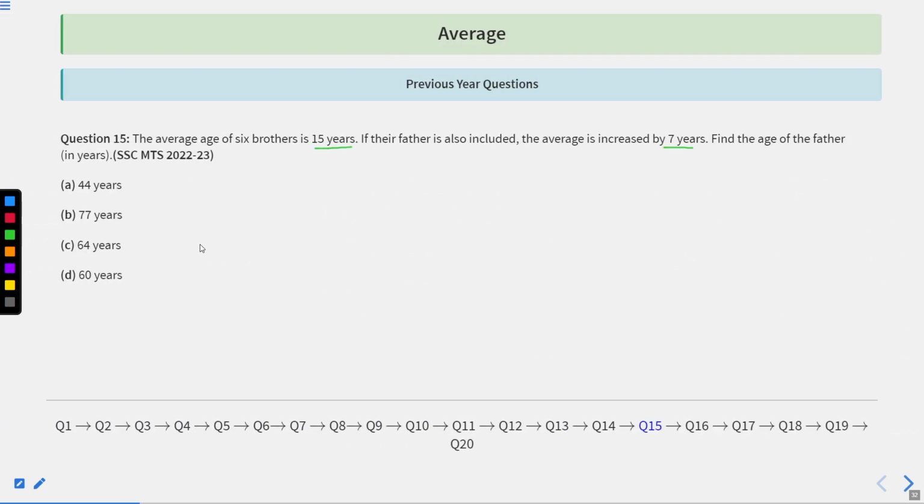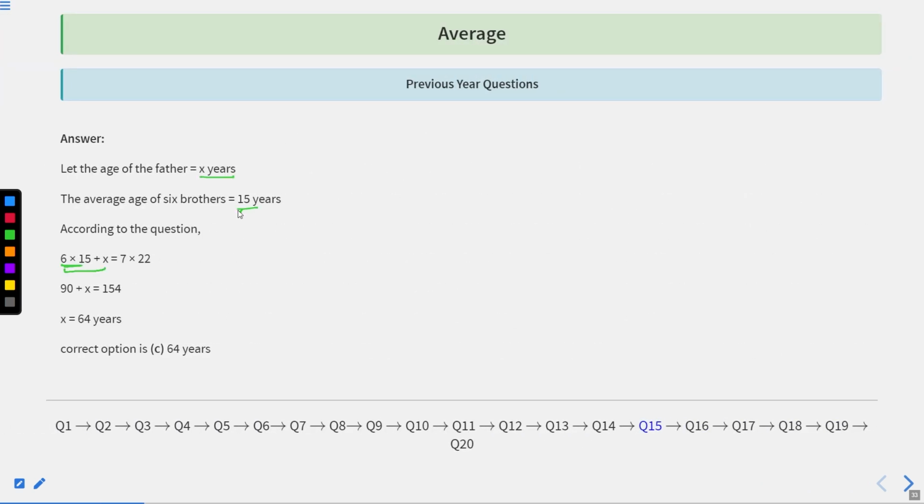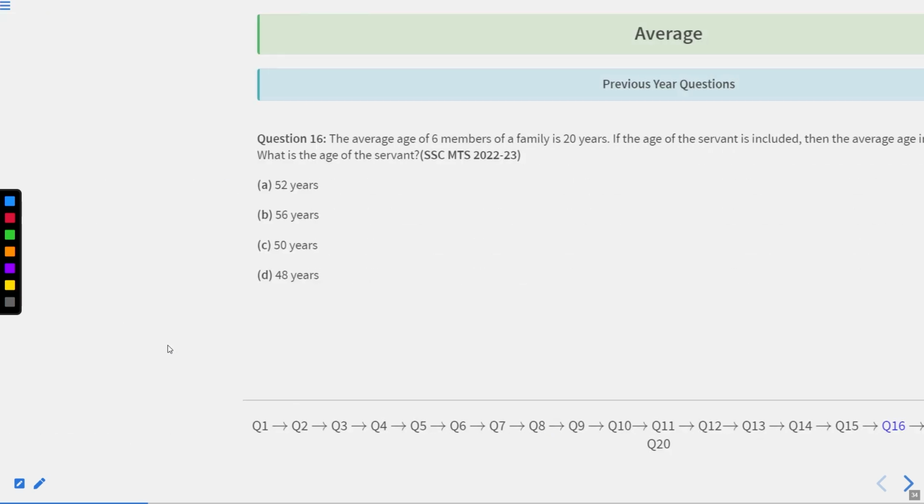The earlier average age was 15 and it increased by 7, so 15 plus 7 is 22. This is the same thing that is written on the left side. So we can equate them, and on solving you will have x equal to 64 years. So the father's age is 64 years. The correct answer here will be option number C, that is 64 years.